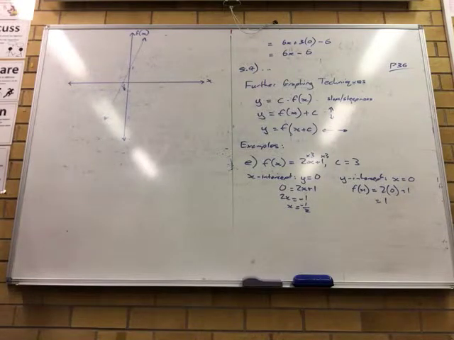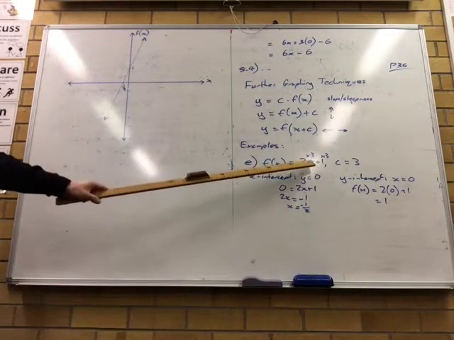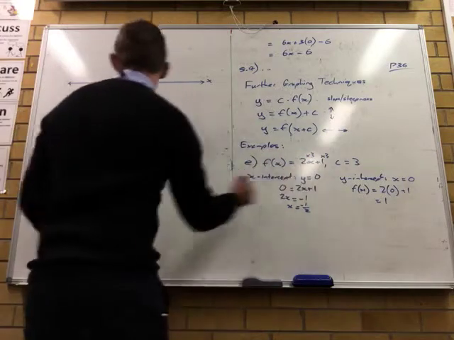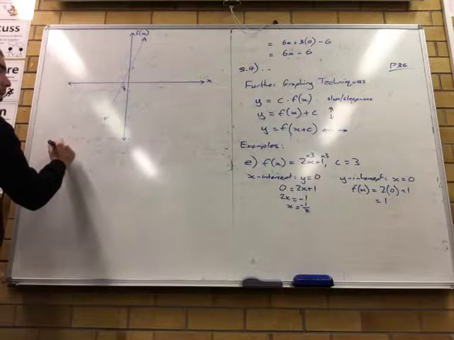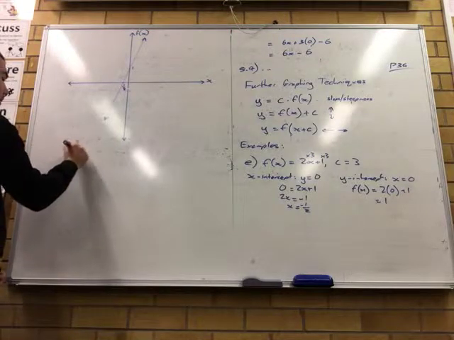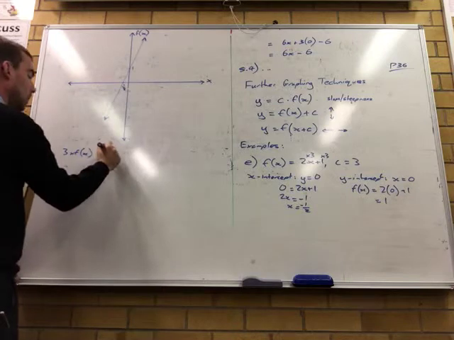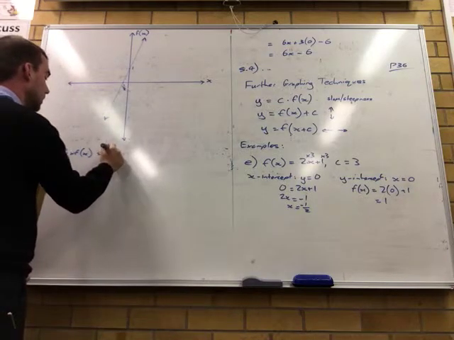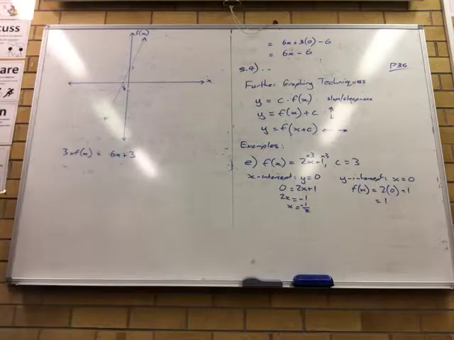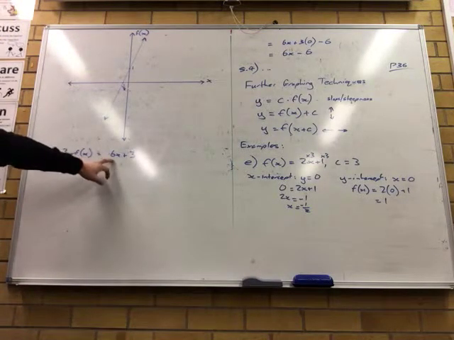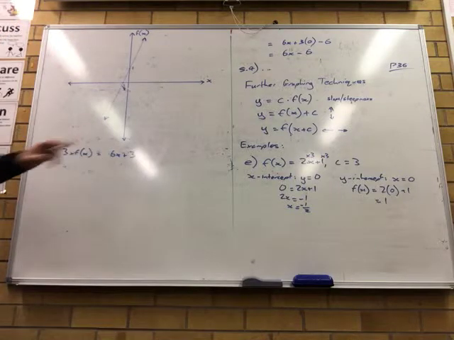Okay, so we're multiplying both 2x and 1 by 3. We'll end up with 3 lots of f of x, which is going to be 6x plus 3. Okay, so it'll shift it up to 3 on the y-axis. And it'll also change the steepness of the line because the number in the gradient has increased.